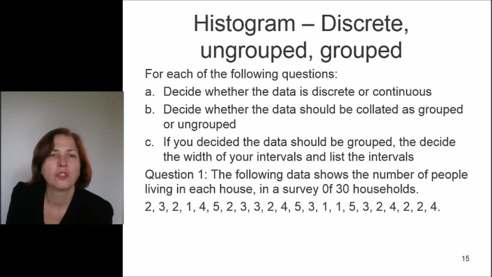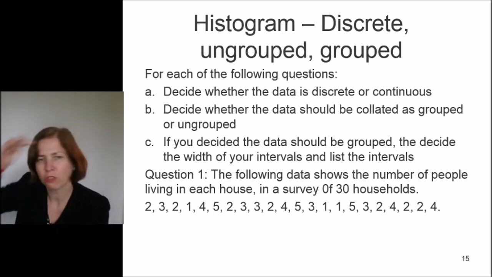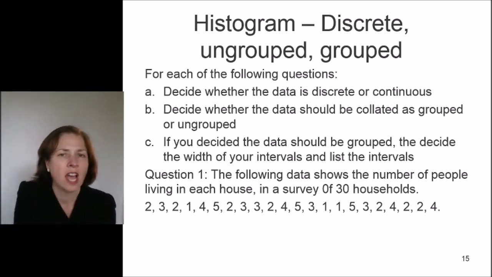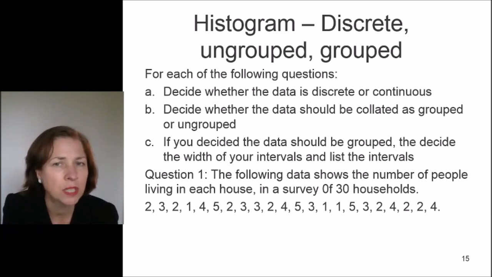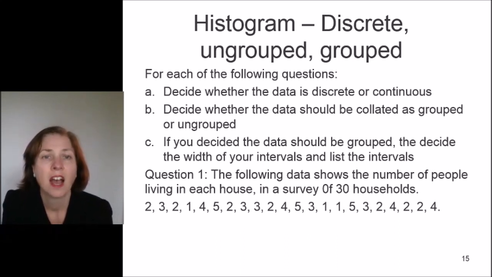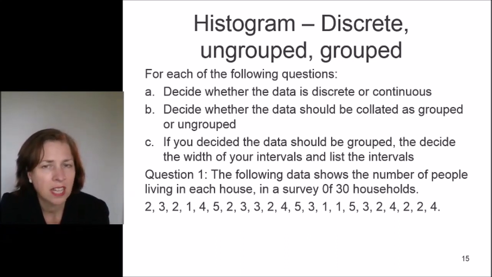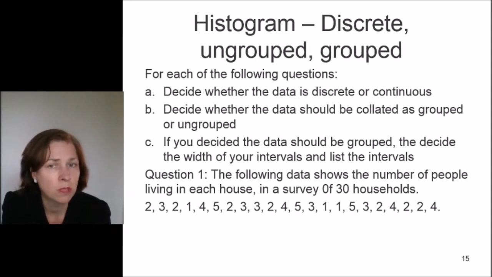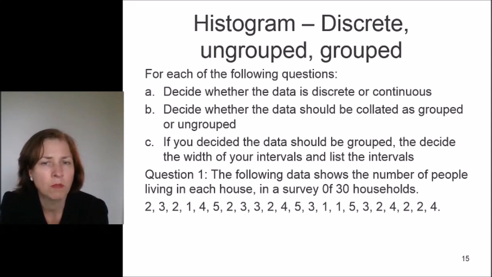So what we're going to do here is for each question, I've got 3 questions. I need to decide whether the data is continuous or discrete. I need then to decide whether the data should be collated as grouped or ungrouped. And then if I decided it should be grouped, I'm going to choose my intervals, and I will show you how to do that.